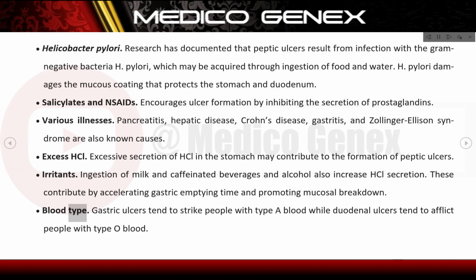Blood type. Gastric ulcers tend to strike people with type O blood, while duodenal ulcers tend to afflict people with type O blood. Pathophysiology.